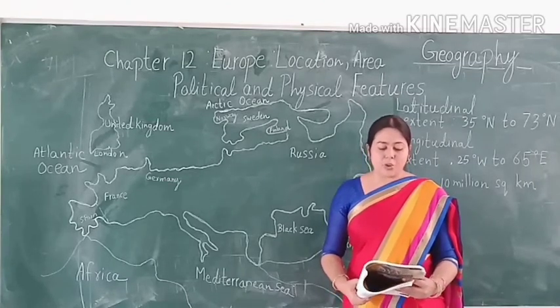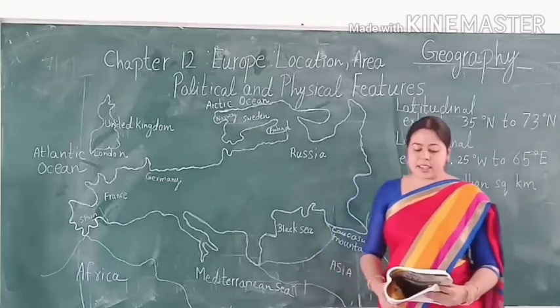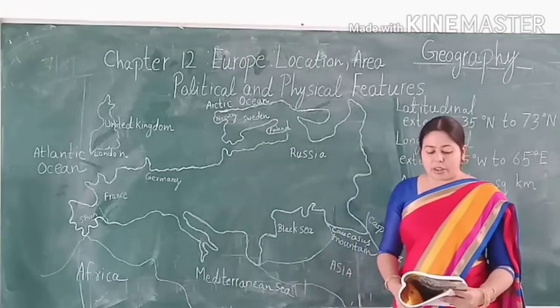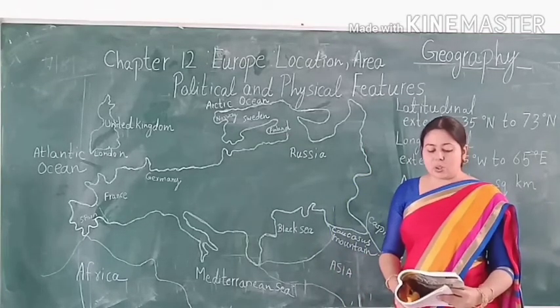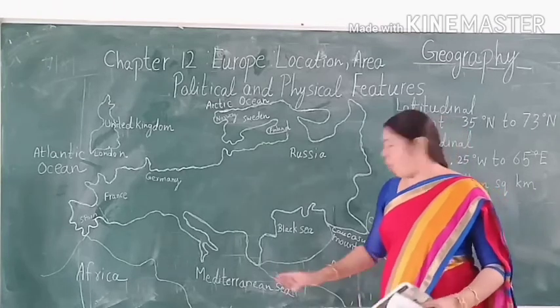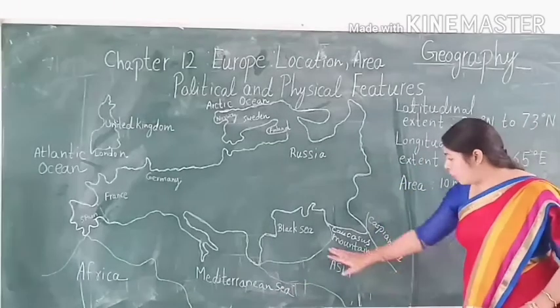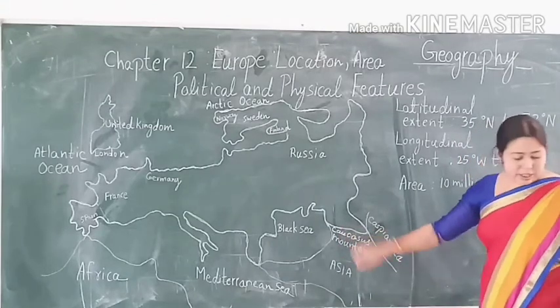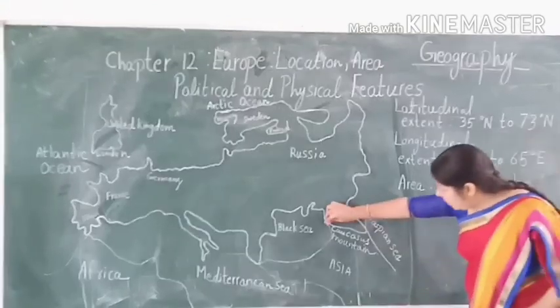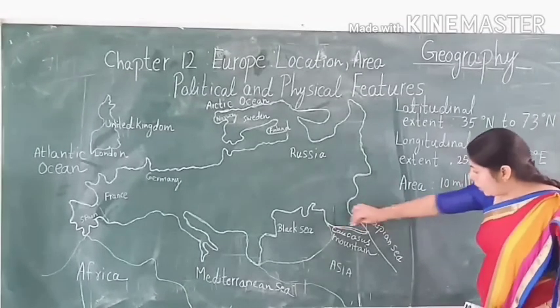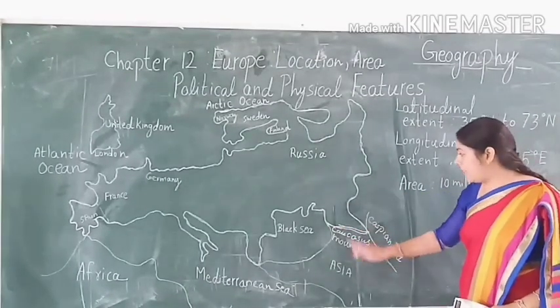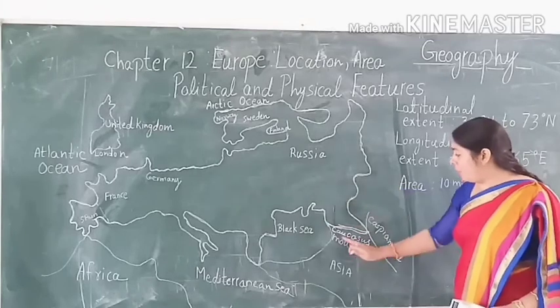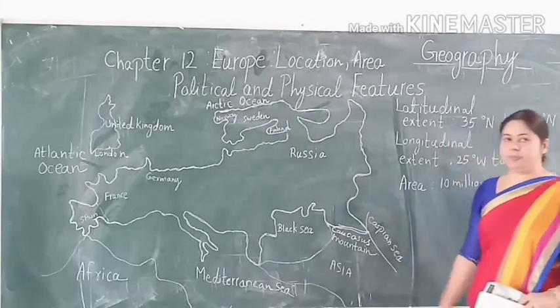The Ural Mountains in the east and the Caucasus Mountains in the south separate it from Asia. You can see here the Caucasus Mountains. The Caucasus Mountains separate Europe from Asia.